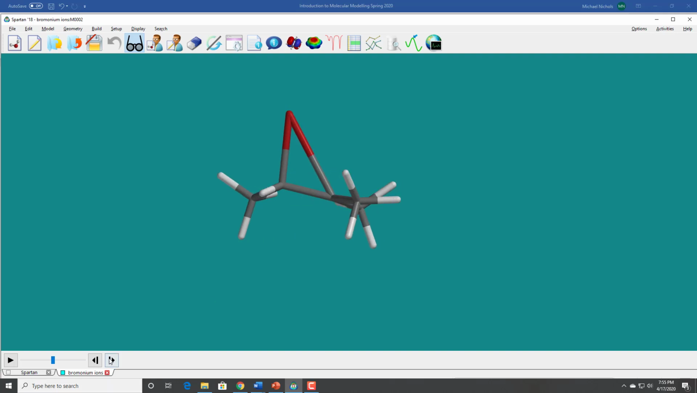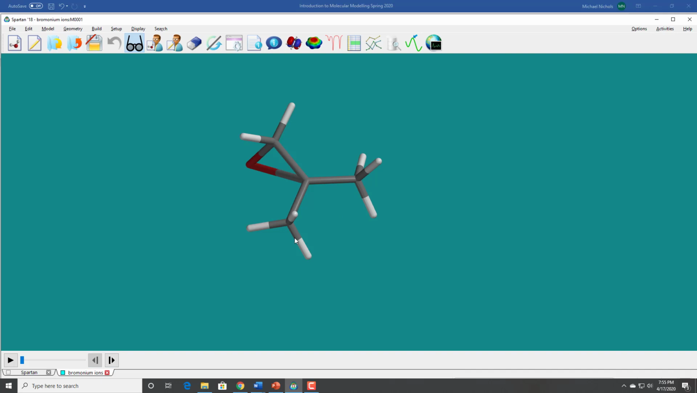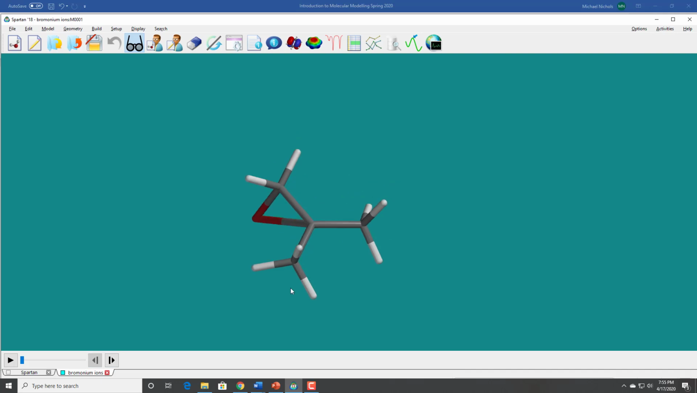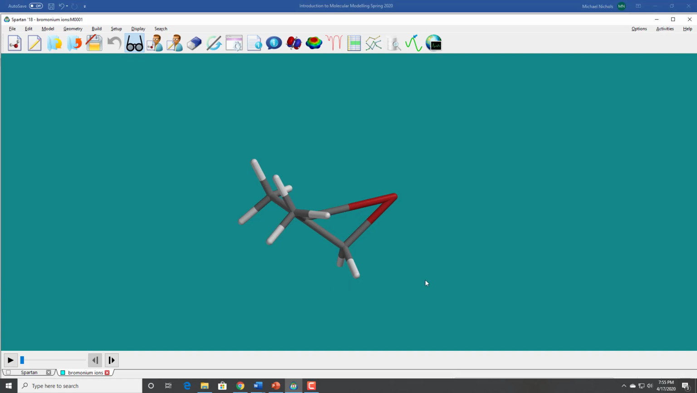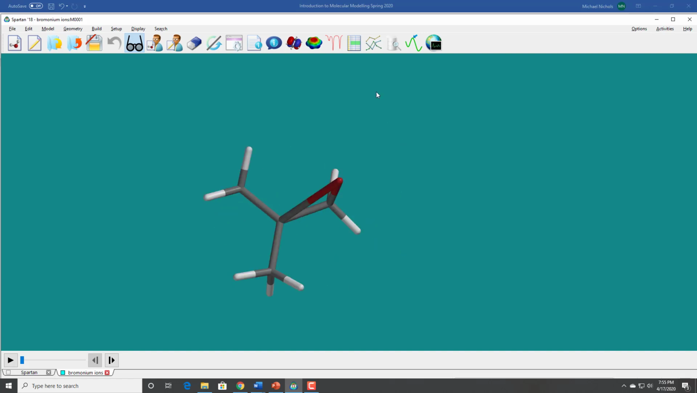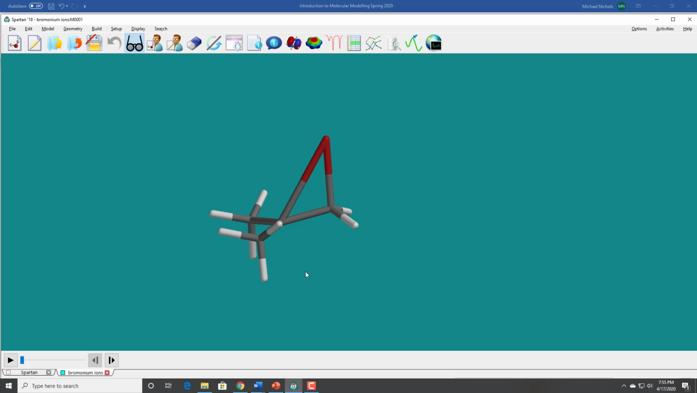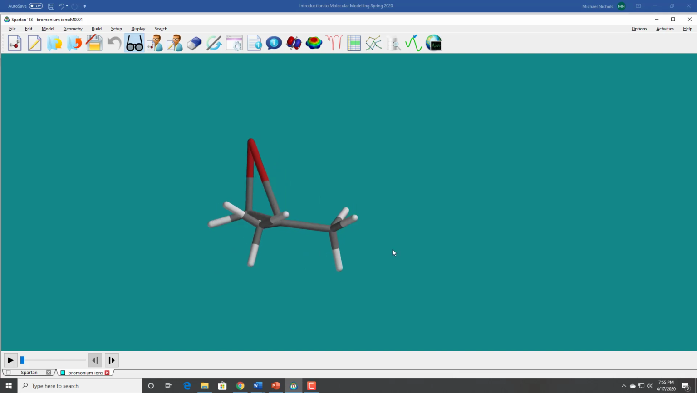Okay. And now let's go to the one that had 2 methyl groups and 2 hydrogens. Let's see what it looks like. Just do one more flip, and there it is. So now look at it as I rotate it. What's the hybridization of the carbon with the 2 methyl groups? What does the hybridization of the carbon with the 2 hydrogens look like?